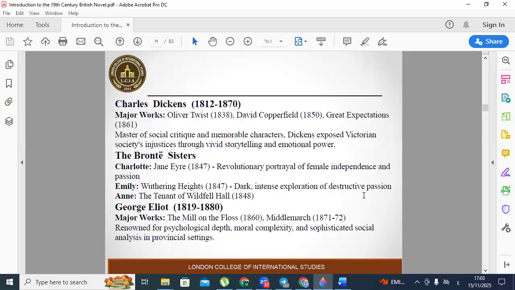Emily: Wuthering Heights, 1847, a dark, intense exploration of destructive passion. And Anne: The Tenant of Wildfell Hall, 1848. George Eliot, 1819 to 1880: Middlemarch, 1871 to 1872, in what we might call provincial settings.